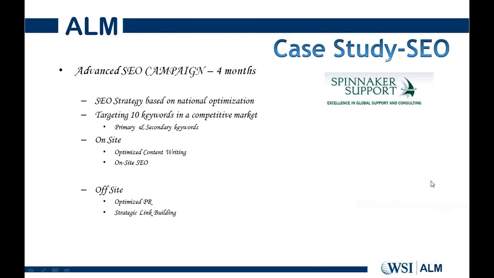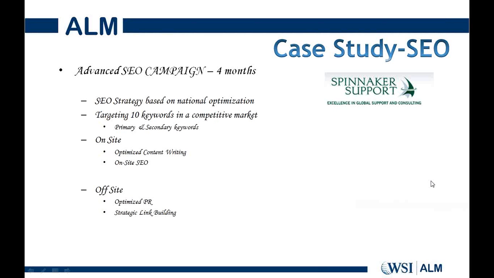How did we do it? Apart from that, we did some optimized content writing throughout the website, optimizing specific pages. The website was already in existence, a very well-designed website, but it has a lot of content. Our goal was to put the right meta content on the pages and tie it to the on-site pages. So we did a lot of on-site SEO work.